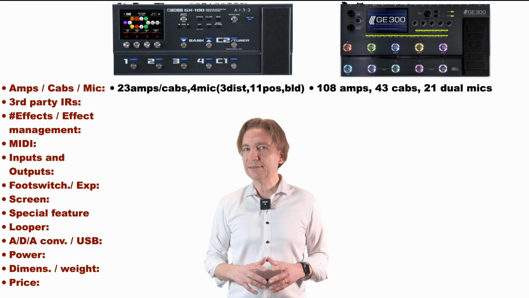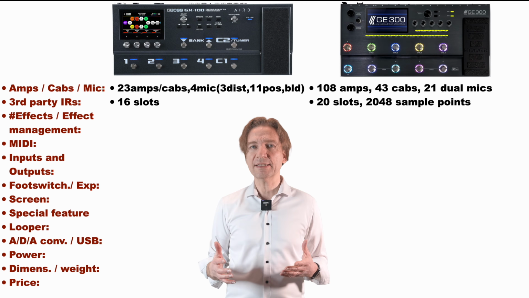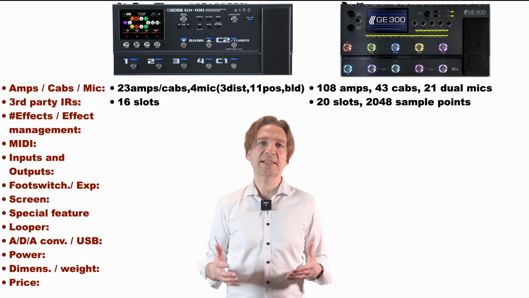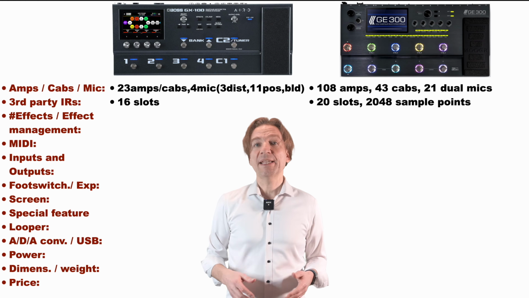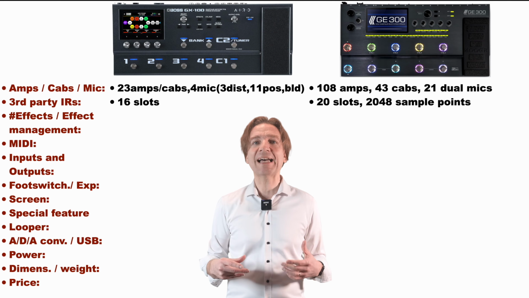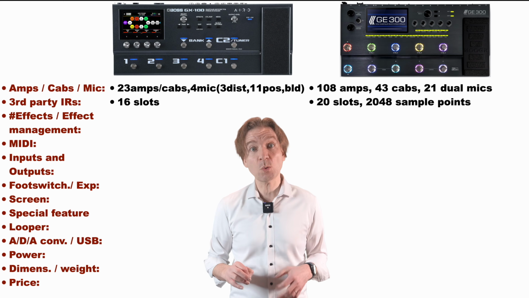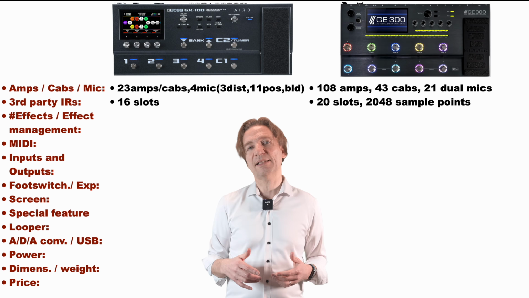As regards third-party IRs, we have 16 user slots in the Boss and 20 in the G300. Therefore, the difference here is almost negligible. The G300 offers the possibility to load IRs at up to 2048 sample points, where the value is not available for the GX100, unfortunately.